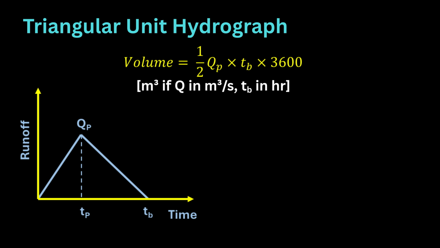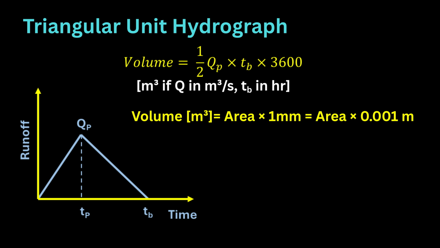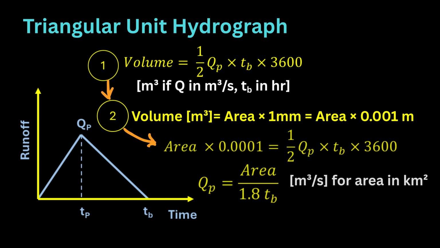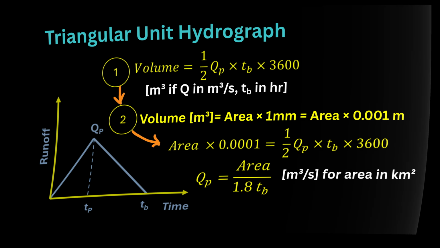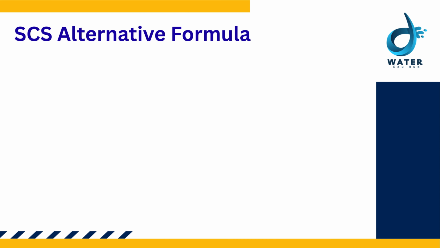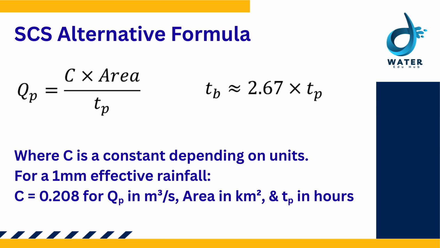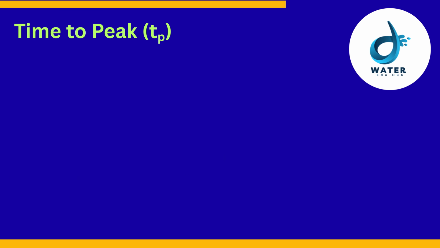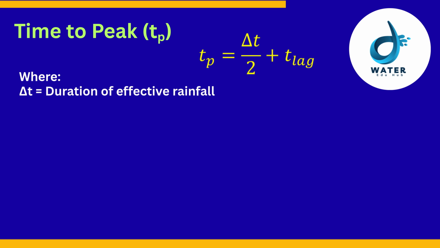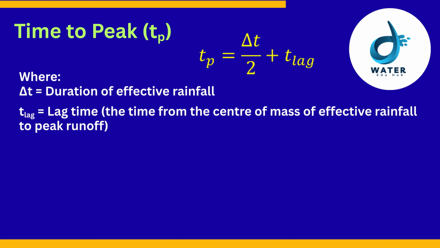On the other hand, volume equals the catchment area times 1 unit of effective rainfall. Therefore, runoff peak or QP can be calculated like this. Alternatively, SCS method suggests an empirical relationship for this, where C is a constant depending on units. Note that time to peak can be estimated from this equation, where delta T is the duration of effective rainfall and T lag is the lag time from center of mass of effective rainfall to peak runoff.